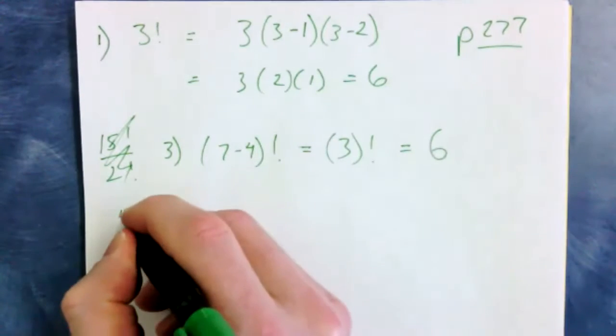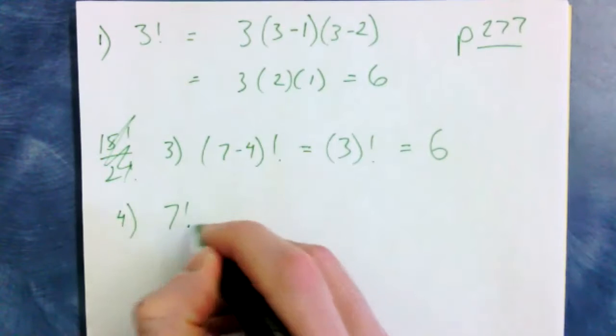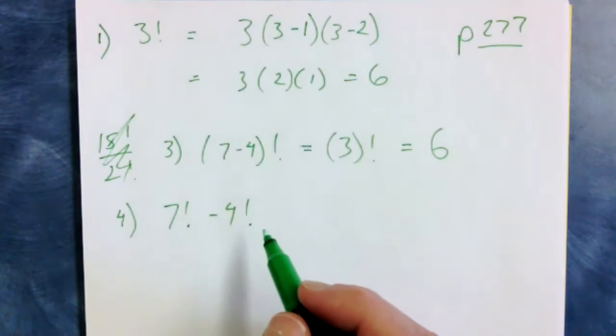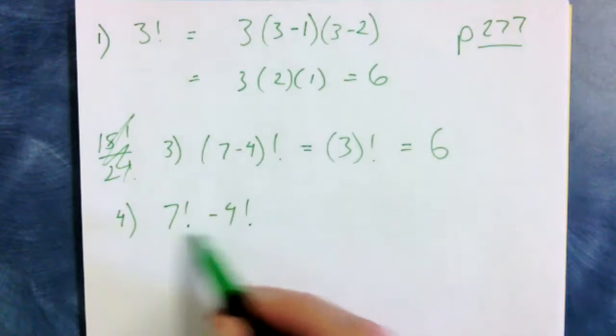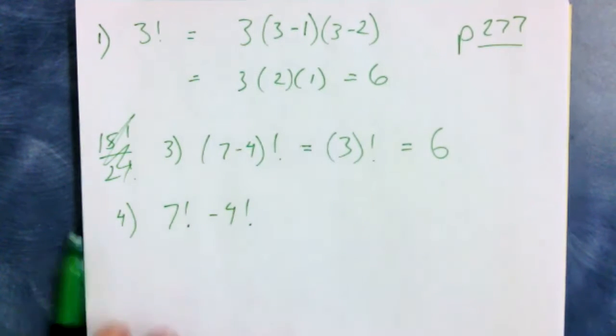Number 4, so here, this one is more interesting, and this is where you would need a calculator. So 7 factorial minus 4 factorial. I think the reason the textbook gives this as an example is because it doesn't want you to think 7 minus 4, oh, it's 3 factorial. It's not. 7 factorial, calculator.